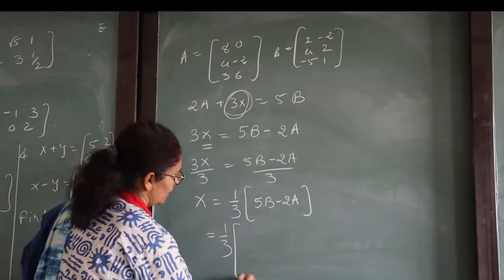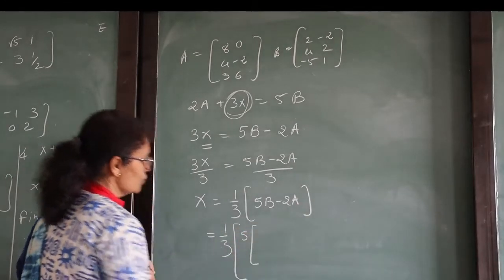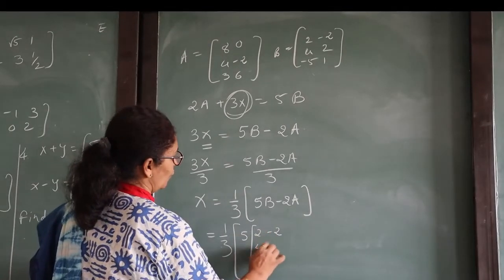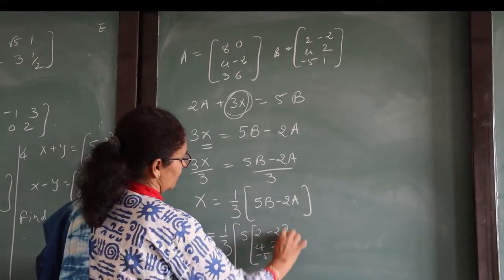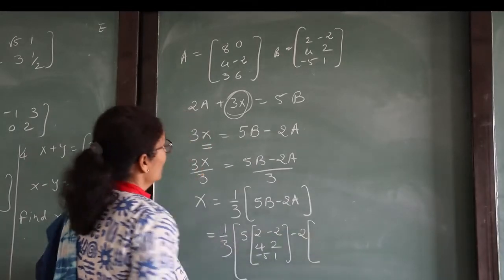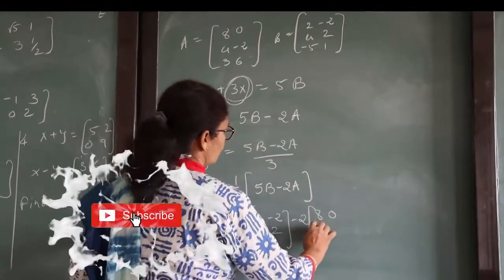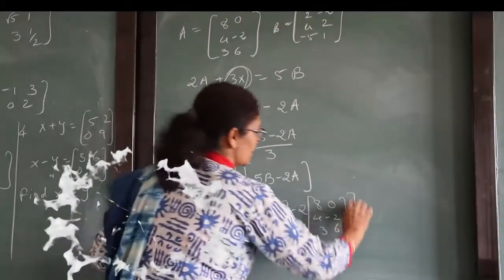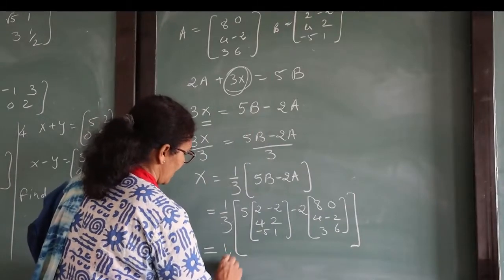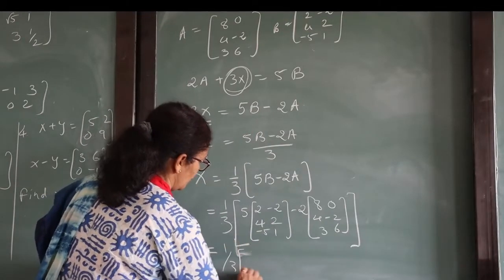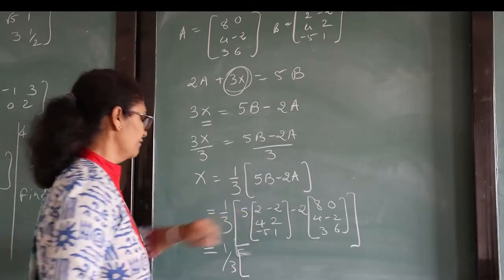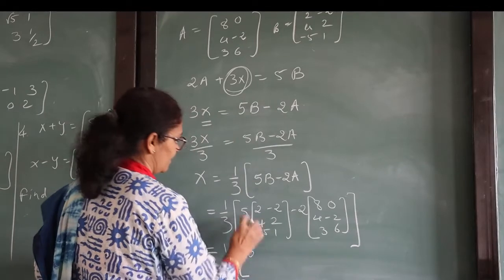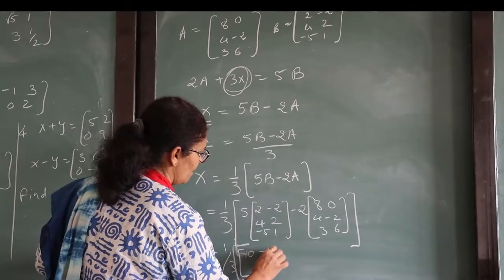So let's start. 5 into, what is your B here? We will write first 2 minus 2, 4, 2 minus 5, 1, minus 2 into A will be 8, 0, 4 minus 2 and 3, 6. Now this is complete. We will simplify with 1 by 3. Let's first multiply with 5. So what is it? 5 2s are 10. 5 into minus 2 will be minus 10.